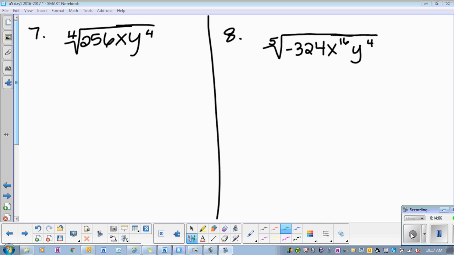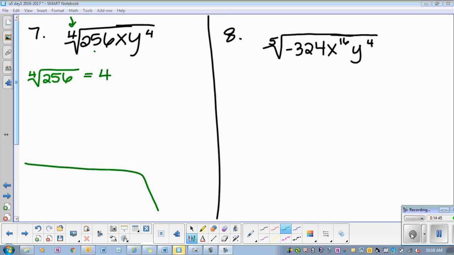Okay, so number 7, remember, we're looking at the root. The root is 4. That tells me I need 4 in the group in order to be able to come out of the radical, okay? So I'm always going to start with the number, if there is a number. So 256. What is the 4th root of 256? It's 4. Good. The first thing you want to do is just put it in the calculator and see if it gives you a nice non-decimal number. If it gives you a decimal, then we have to do it the long way, okay? All right, so that's 4.